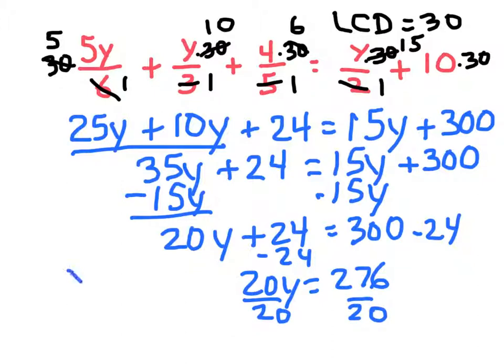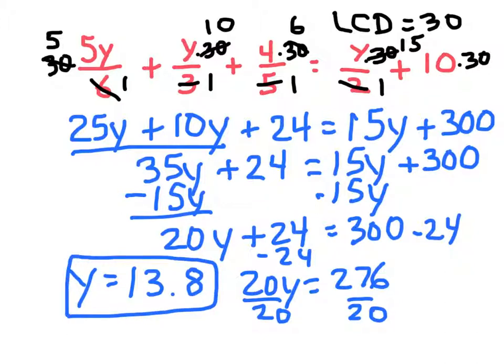All right, so y is going to equal 276 divided by 20. That's going to be 13 with 16 remaining. So that's going to be 13.8 as a decimal. That would be a good answer. Or you could put 13 and 4/5 if you reduced it all the way. But let's just go with the decimal, 13.8. 276 divided by 20.